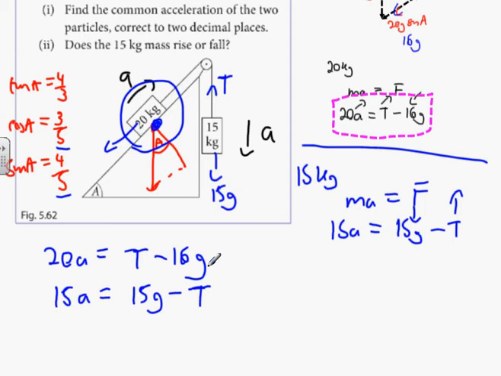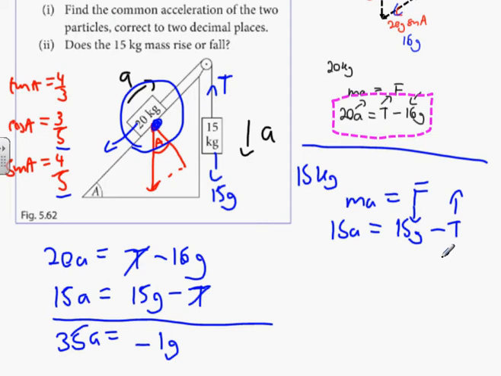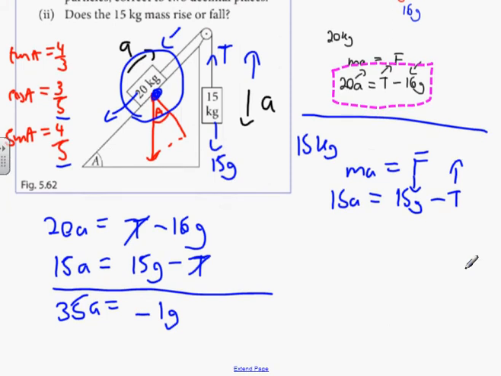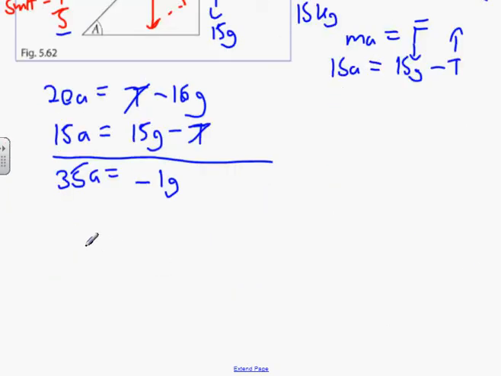Yeah. So what happens next, guys? 35a is equal to T's cancel minus G. What does that mean about my assumption? It means that the A was going upwards and this one was going downwards. It's not a big deal if you get it wrong because it's going to fix itself anyway. So then what do you get next? A equals minus G over 35 ms to the minus 2.